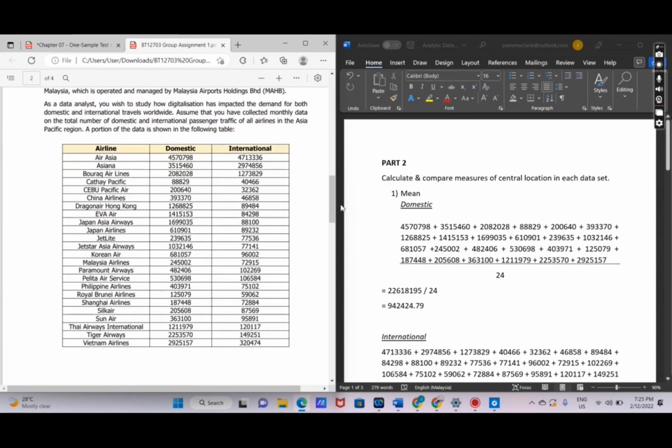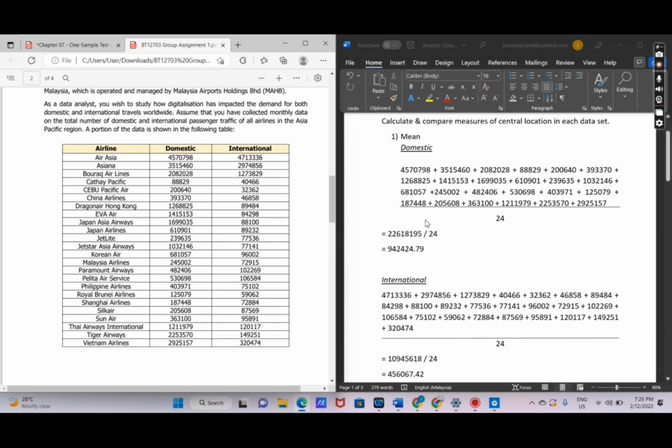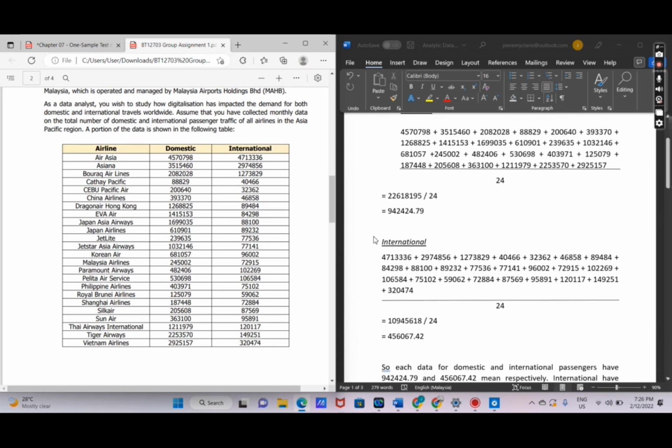Okay, we're coming back to our dataset. So part 2 is to calculate and compare the measures of central location of each dataset. The first one I will calculate is the mean for both datasets, domestic and international. I will sum everything that I have here in this dataset and then divide it by 24 because we have 24 airlines here, and we will get 22,618,195, and then I will divide it by 24 and I will get 942,424.79. So this is the mean for domestic.